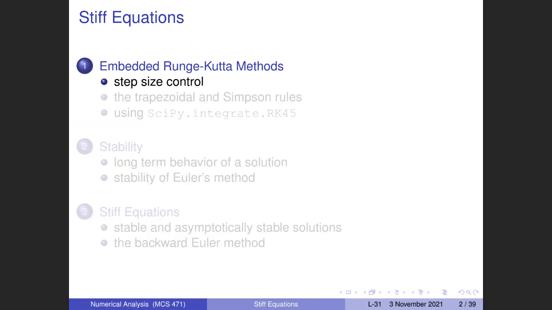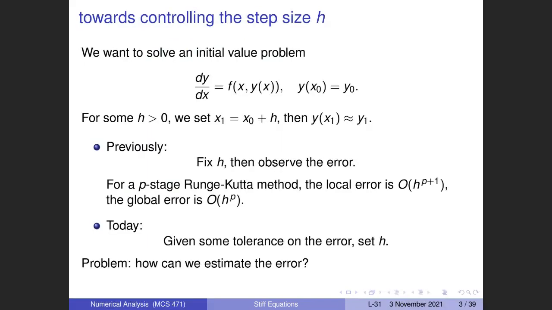Step size control. What's the problem? Well, let's start from the beginning again. We have an initial value problem, and for our examples, our test equations, there are explicit solutions, but in most applications, there is not an explicit solution. So what we are doing is approximating the solution. We are putting points that are approximating a function.